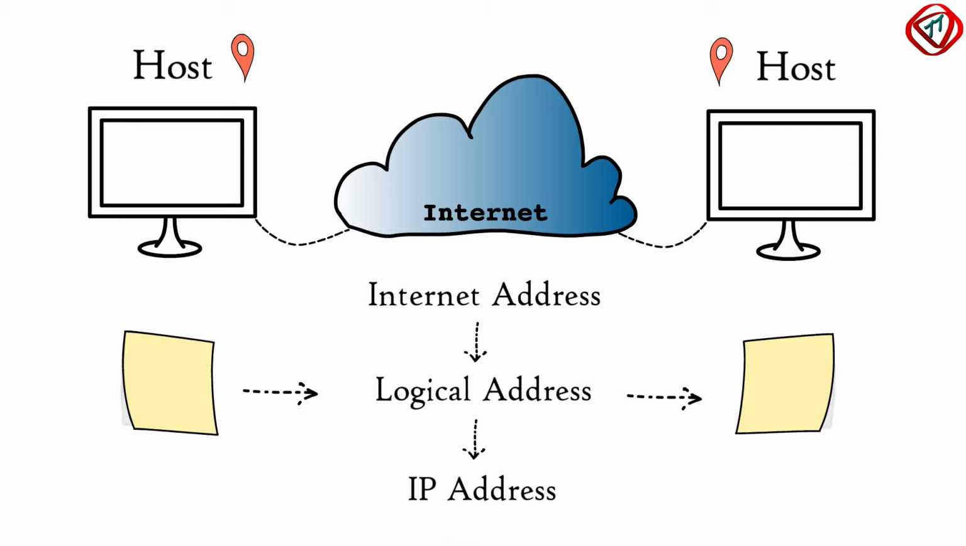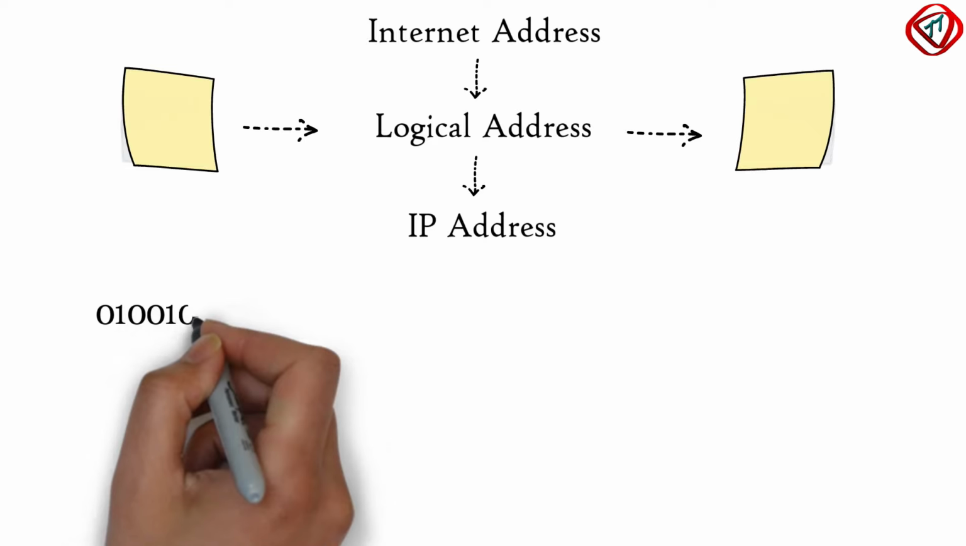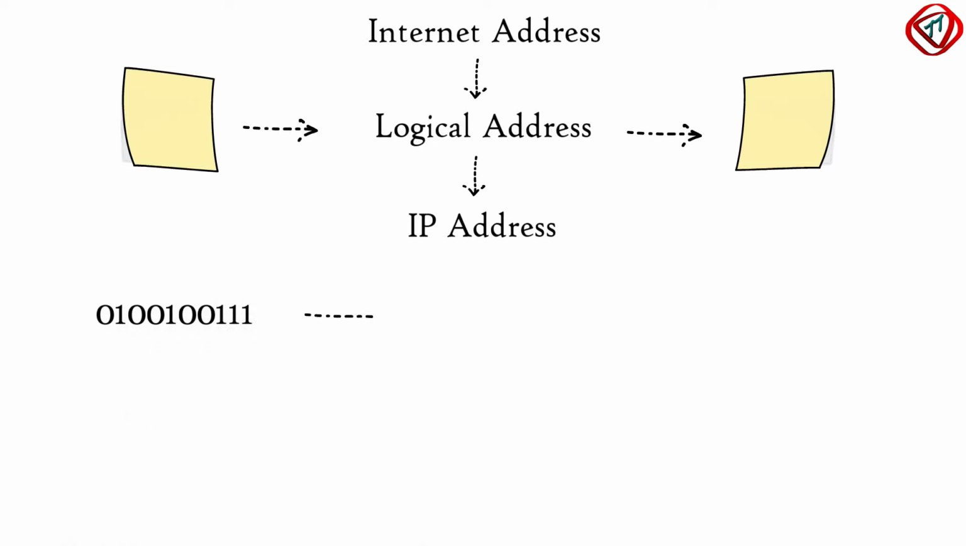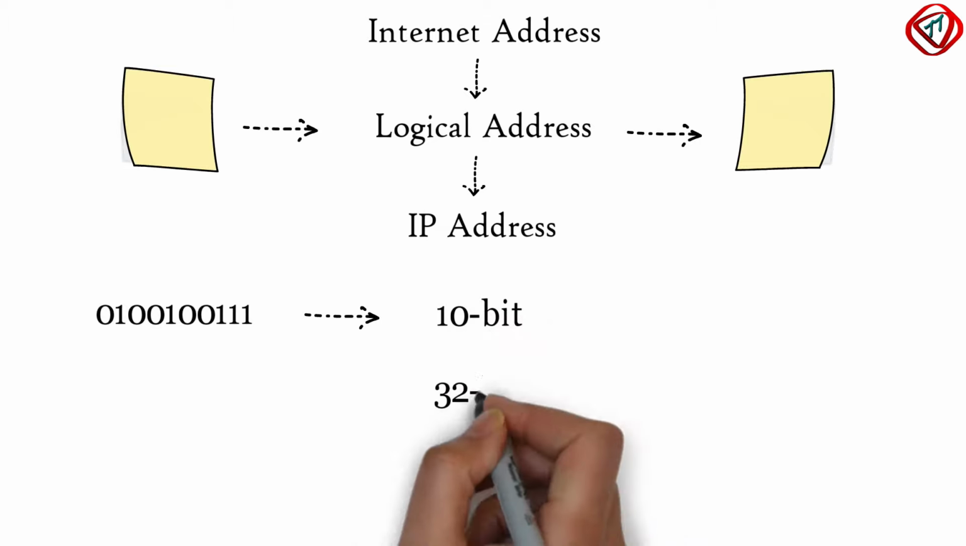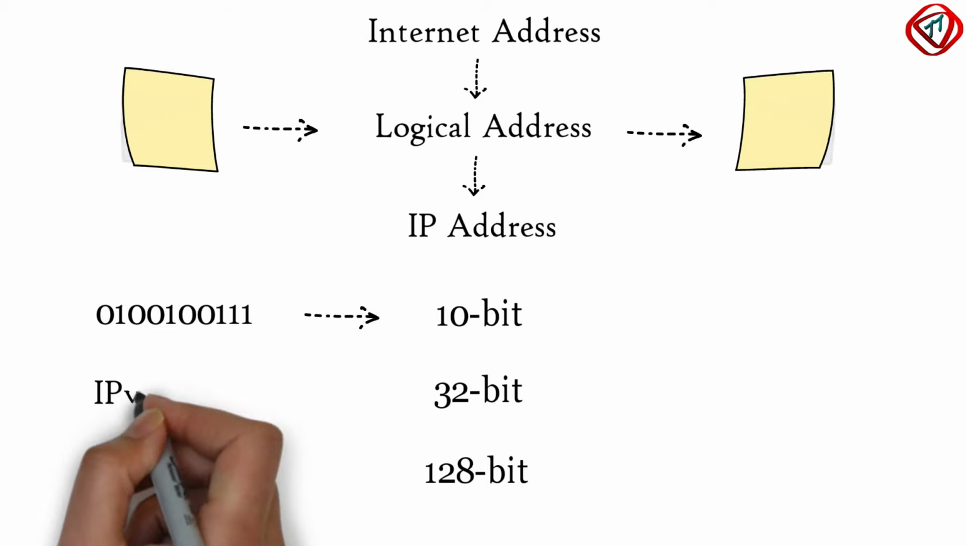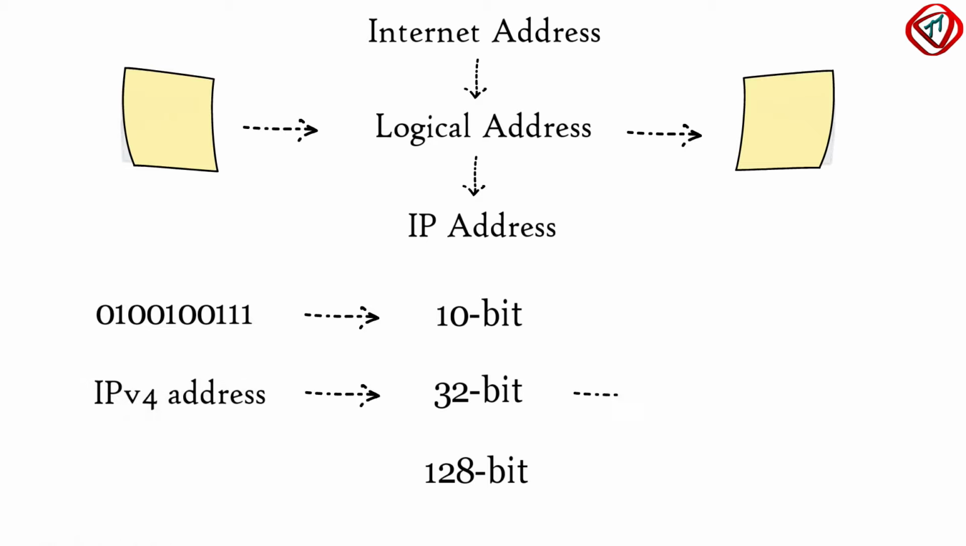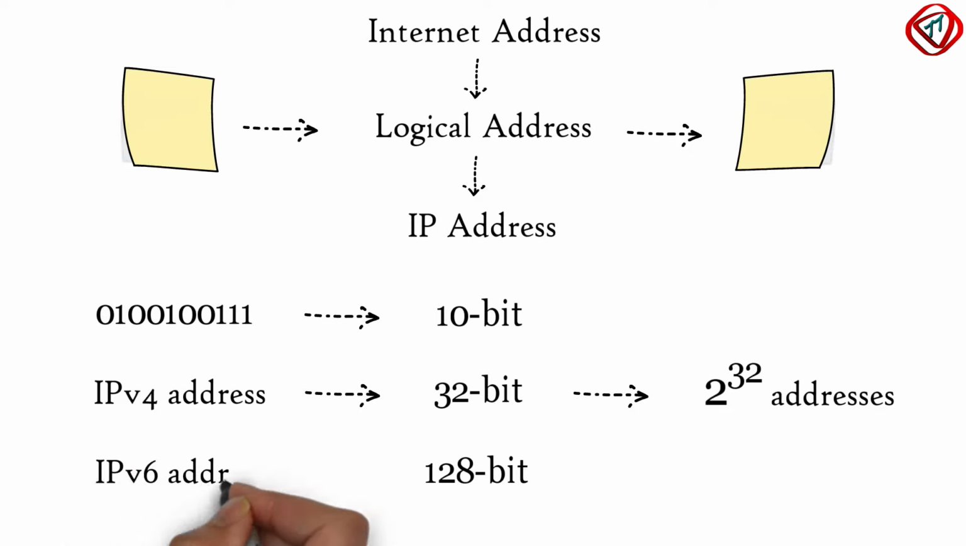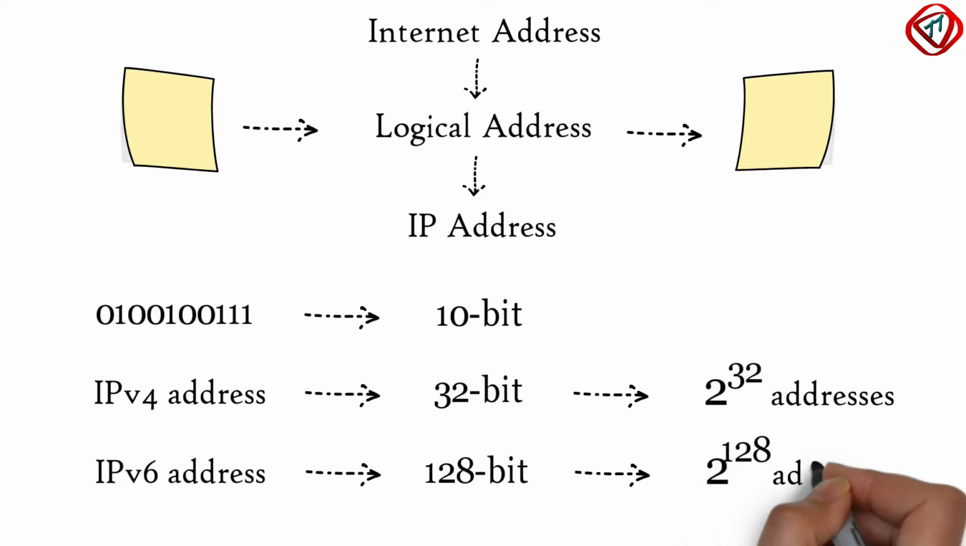If we write a series of binary bits, say 0100100111, we say it is 10 bits in length. Similarly, IP addresses can be 32 bits in length or 128 bits in length. 32 bit IP addresses are called Internet Protocol version 4 or IPv4 addresses and provide a maximum of 2^32 addresses. 128 bit IP addresses are called Internet Protocol version 6 or IPv6 addresses and provide a maximum of 2^128 addresses. So, IPv6 gives much more flexibility in IP address allocation in a packet switched computer network.